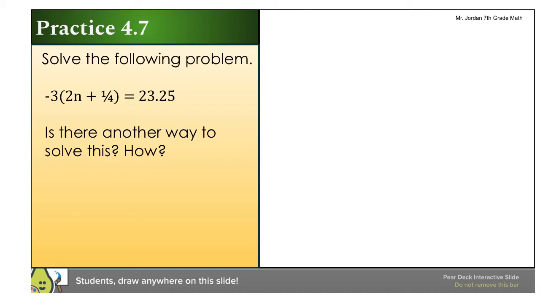Lesson 4.7 practice. Solve the following problem. So it's the same as our, think about it. We have minus 3 on the outside. We have 2n plus 1/4, so we have the fraction here inside the parenthesis. And then we have equals 23.25. We have a decimal over here.